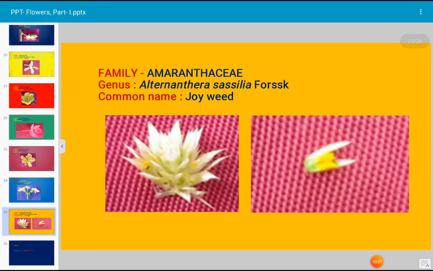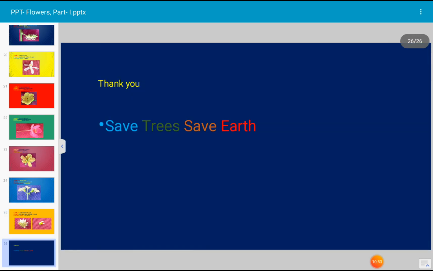Okay, next. On the left side is the inflorescence, and on the right side a single flower is shown. It is the flower of Alternanthera sessilis. Its common name is joy wheat and the family is Amaranthaceae. Next, the flower is very small. Next. Thank you very much.